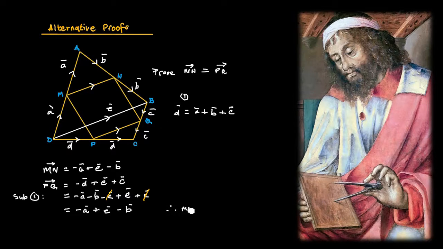Therefore, MN equals PQ, and I'm just going to write therefore MNQP, let's go clockwise, is a parallelogram. There we go.